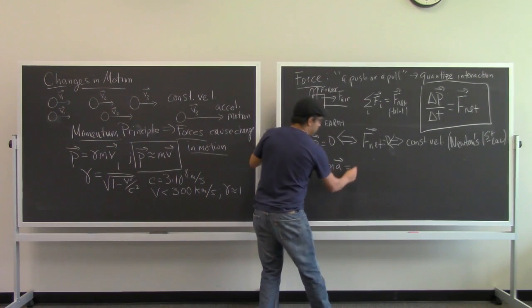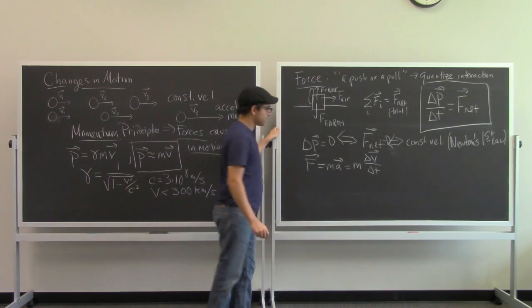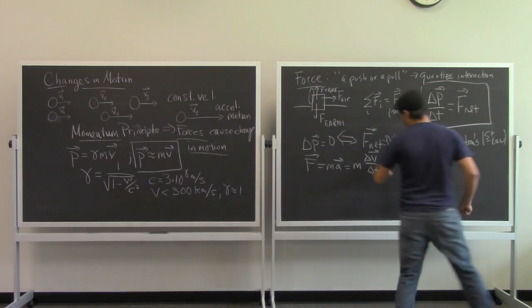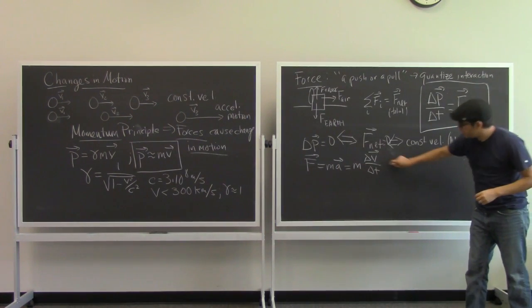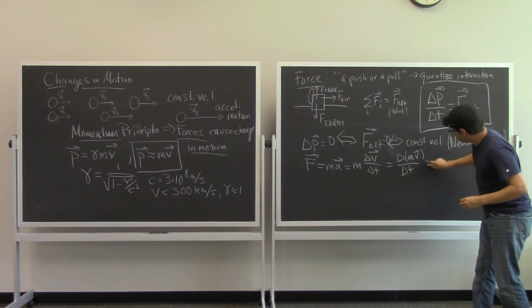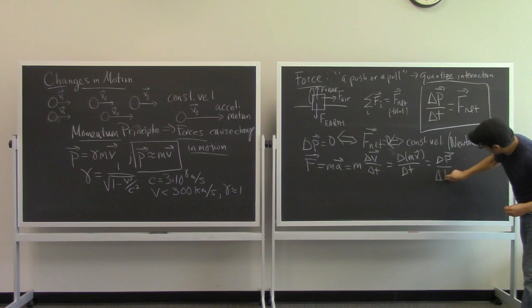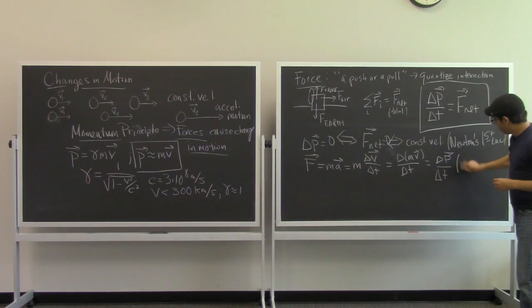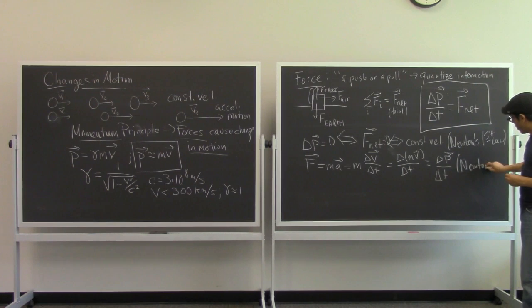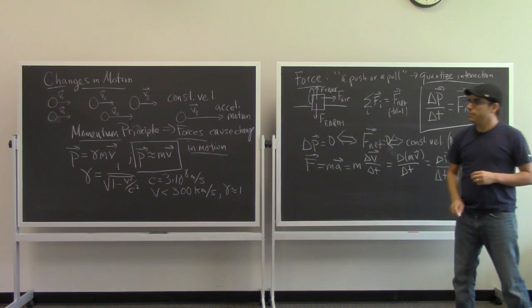So the acceleration is the change in velocity over the change in time. And we can multiply this m through, as long as the m is not changing, that's totally fine. So it's the change in m times v over the change in time, which is the change in the momentum vector over the change in time. So this is Newton's second law, or the momentum principle. They're interrelated, okay?